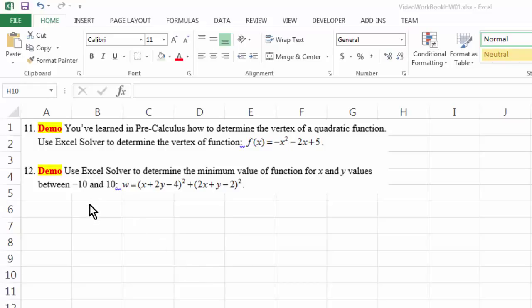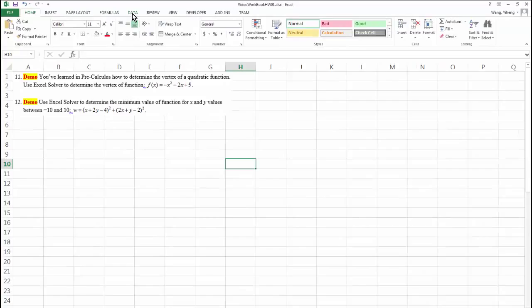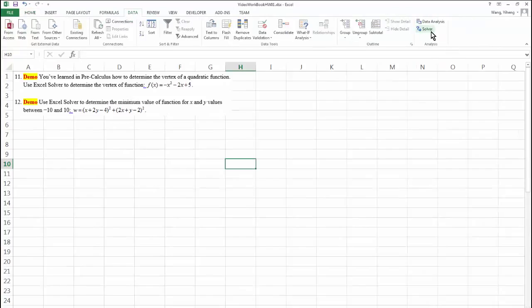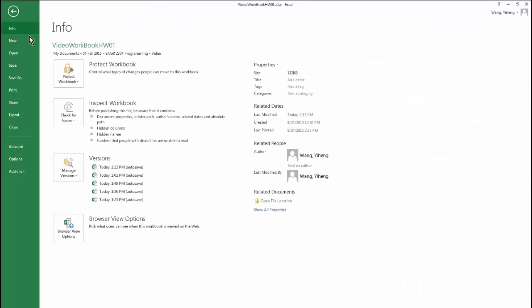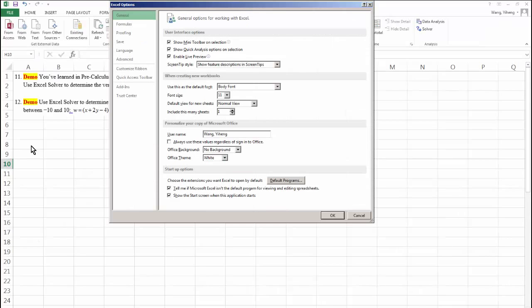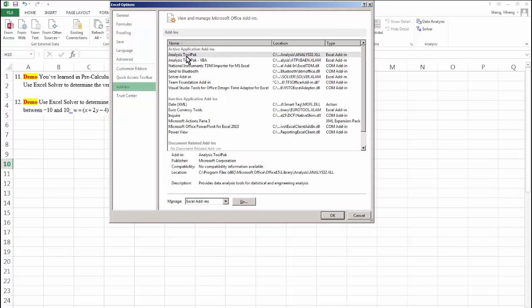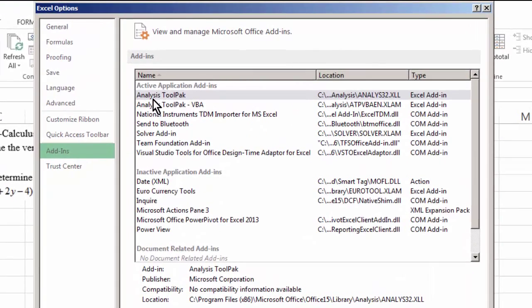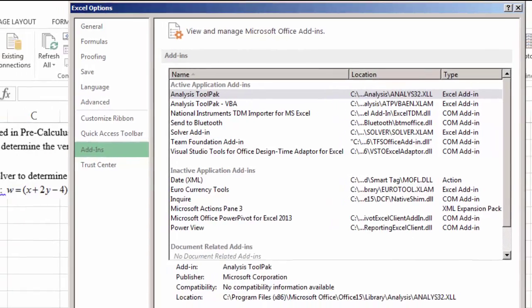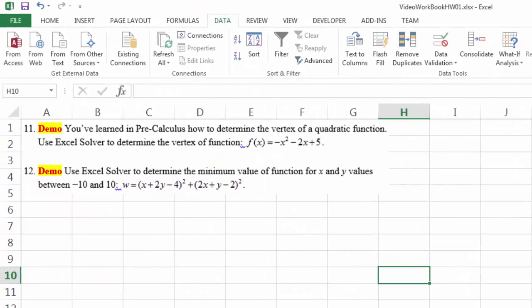Both of these two problems involve using a very useful tool called the solver. You probably have already installed it. If that's the case, you will find it under the Data tab and then here, the solver. If not, you can find it from the File and then Options and then Add-ins. From here, I recommend adding the Analysis Toolpak as well as the solver add-in. In my case, I already have it installed. So let's look at these two problems one by one.